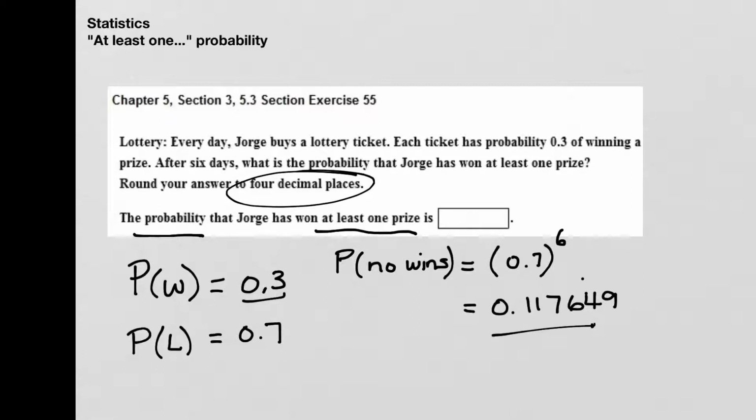And the problem says to round to 4 decimal places, so that's going to be just 0.1176. So the 4 tells you to keep that number the same, chop off that part, and that's my final answer.